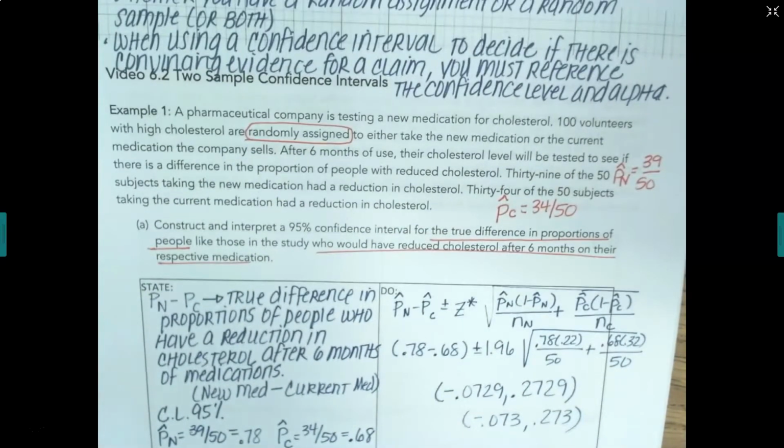When using a confidence interval to decide if there is convincing evidence for a claim, you must reference the confidence level and alpha.